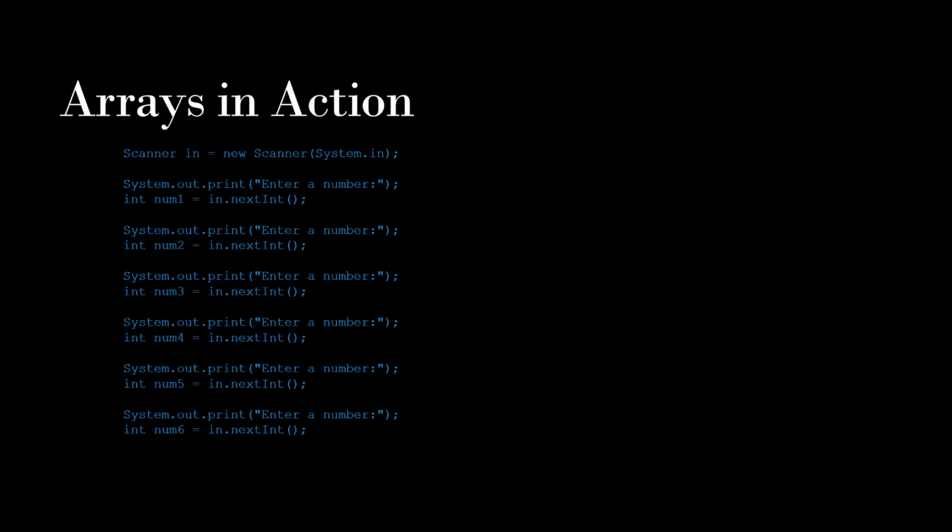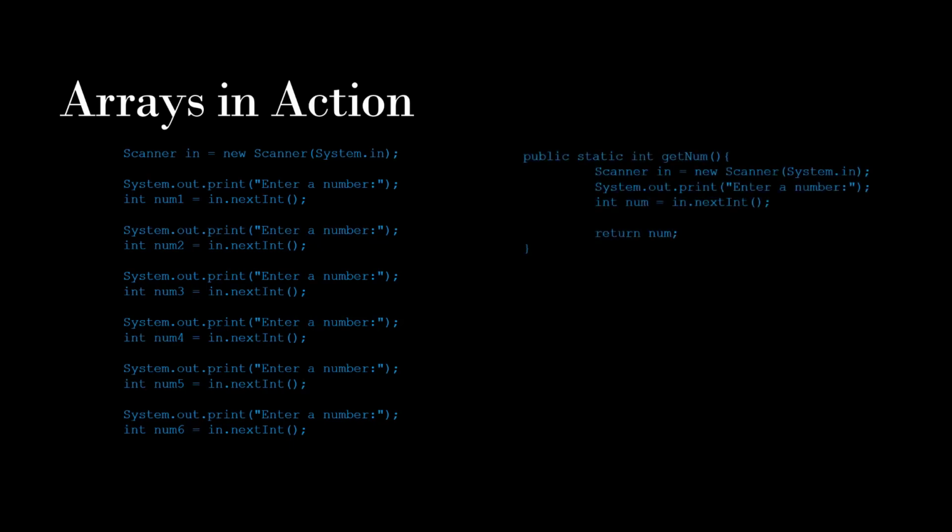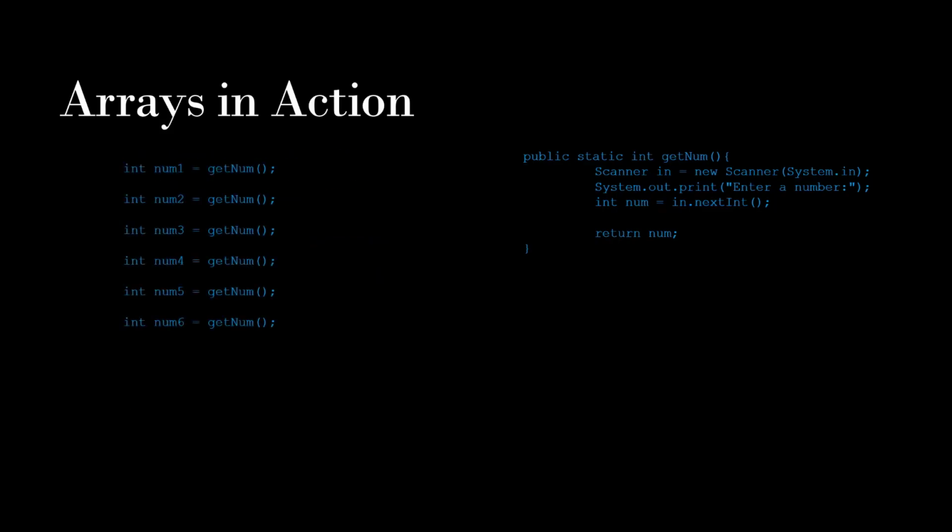Since we're prompting for a number, most of these lines are the same. So we can use a method to do these repetitious lines of code and reduce them. I'm going to come up with this method called getNum, and I can use getNum in place of these lines of code here. So I was able to reduce the lines of code by half, at least. It saves me a lot of space.